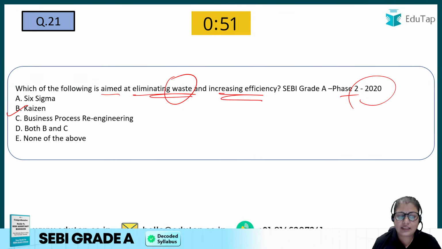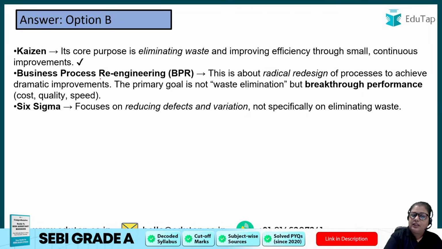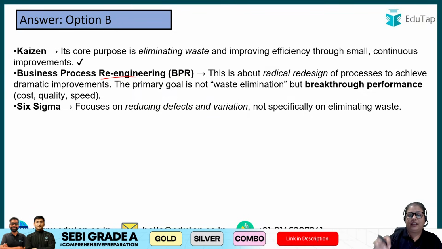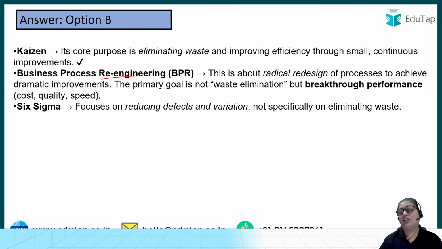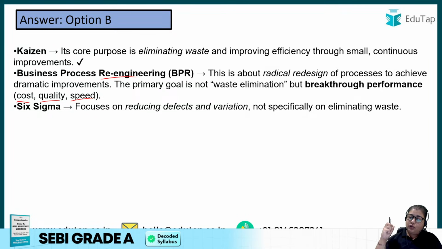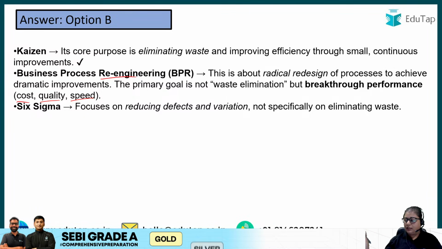Okay, what is Six Sigma? What is business process engineering? Business process engineering is not just focusing on waste elimination. Although waste elimination can also be a part of it, the primary goal is not waste elimination. We have to focus on reducing the cost, increasing the quality and increasing the speed of our production. Basically it focuses on breaking through the performance, to increase the performance by reducing the cost and increasing the quality and speed.